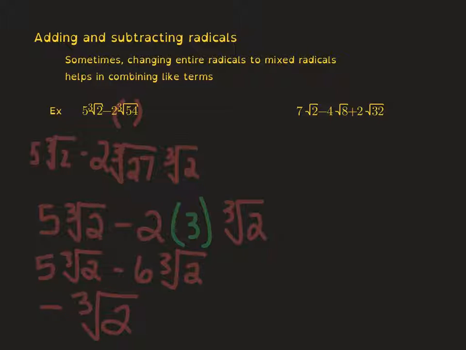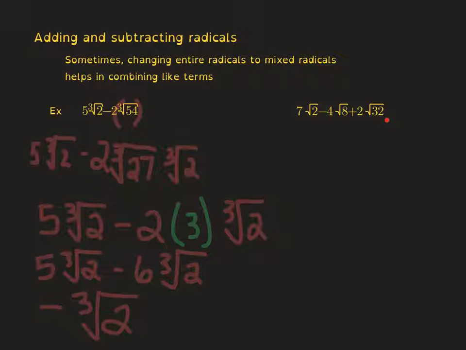So this expression up here doesn't look like we can actually subtract them because they have different radicands, but if we notice that there's a perfect cube lurking in that 54, then we can simplify that down, and then it brings out a common radicand that otherwise we wouldn't have seen.